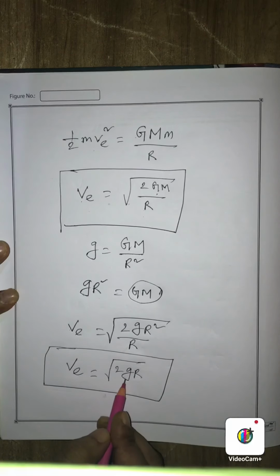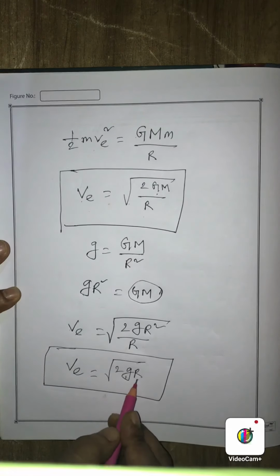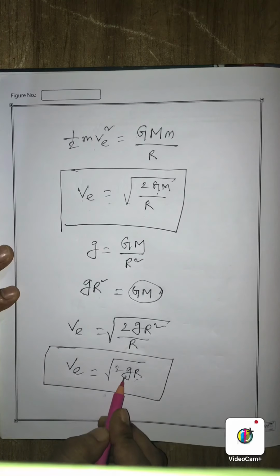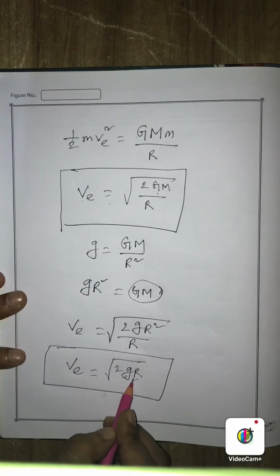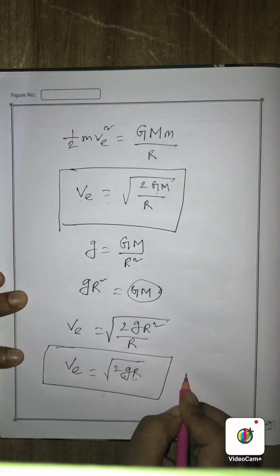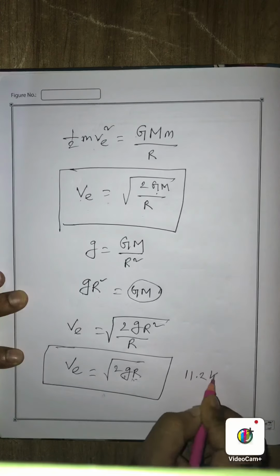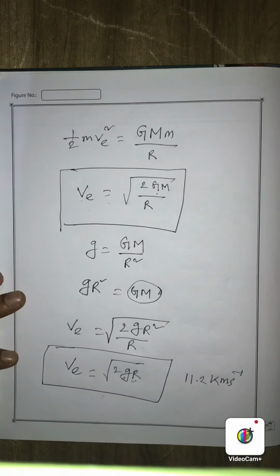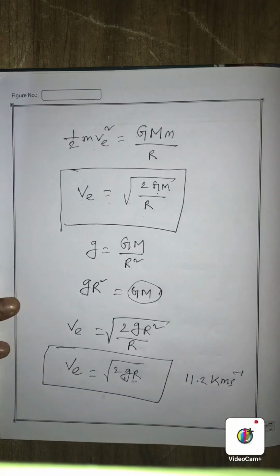So this is another formula of escape velocity. Here g is the gravitational acceleration at the surface of the Earth and R is the radius of the Earth. This is a constant quantity. Putting the value of gravitational acceleration and the radius of the Earth, we get the escape velocity for Earth as 11.2 kilometer per second. Escape velocity is different for different planets, but for a fixed planet, escape velocity will be constant.